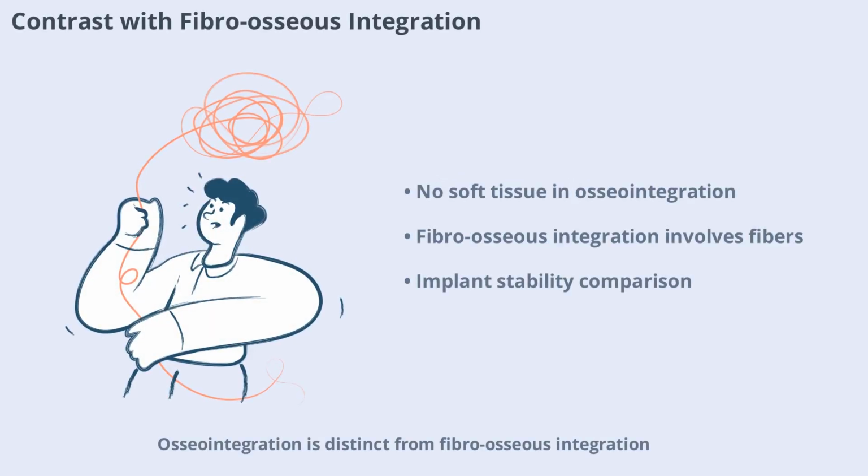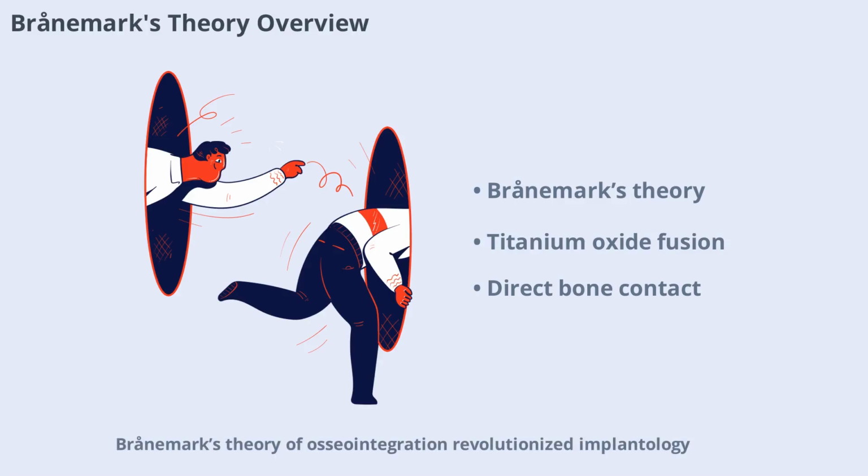Osseointegration is distinct from fibro-osseous integration, where soft tissues such as fibers and cells are interposed between the bone and the implant surface. In fibro-osseous integration, the presence of these soft tissues can compromise the stability and function of the implant. Osseointegration, on the other hand, ensures a direct and stable connection, free from intervening soft tissue. This difference is crucial for the long-term success of implants, as osseointegration provides a more robust and reliable fixation within the bone. Brånemark's theory of osseointegration revolutionized implantology.